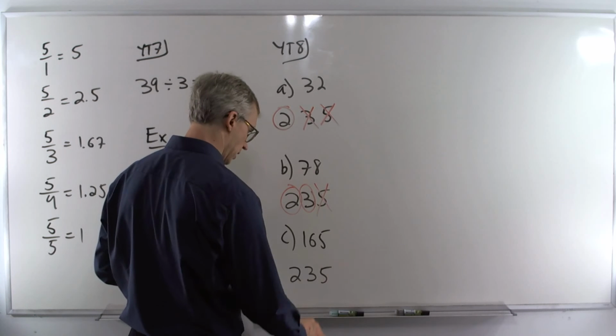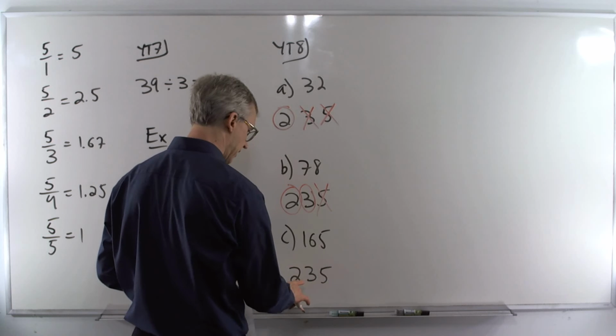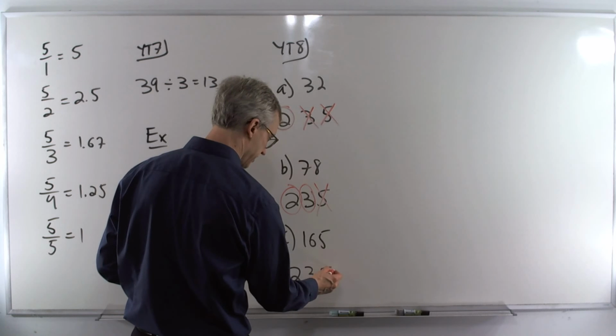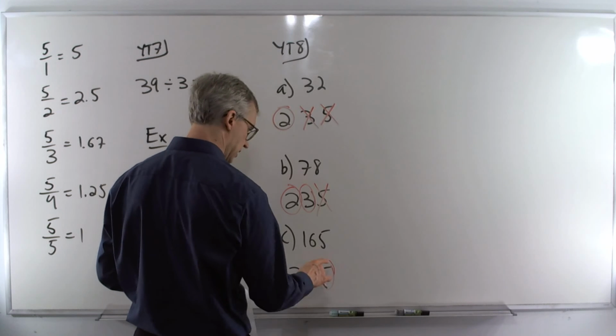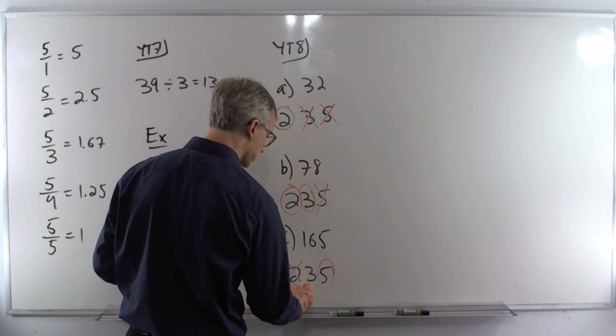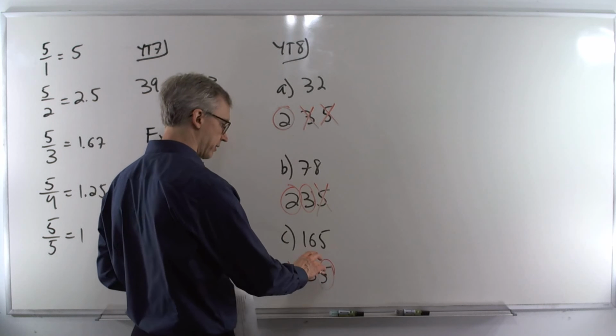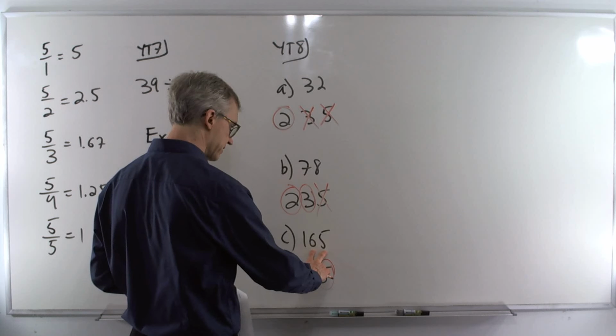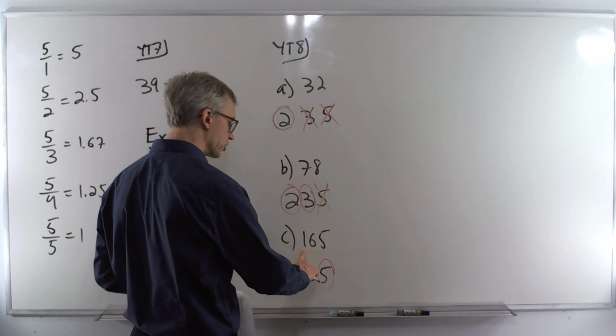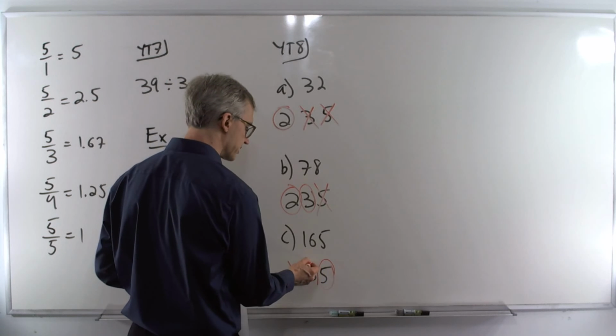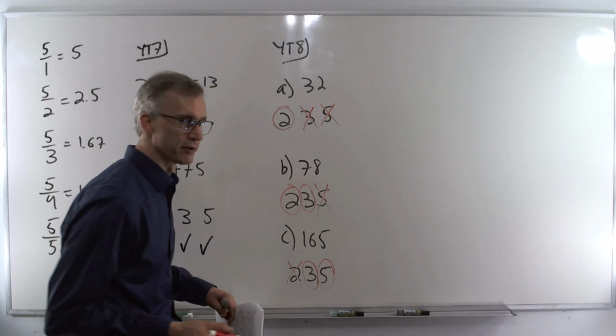165. It ends in 5, so 5 is going to work. It does not end in an even number, so 2 isn't going to work. All right, now we can add up the digits. 6 plus 5 is 11, plus 1 is 12. 12 is divisible by 3, therefore 165 is also divisible by 3.